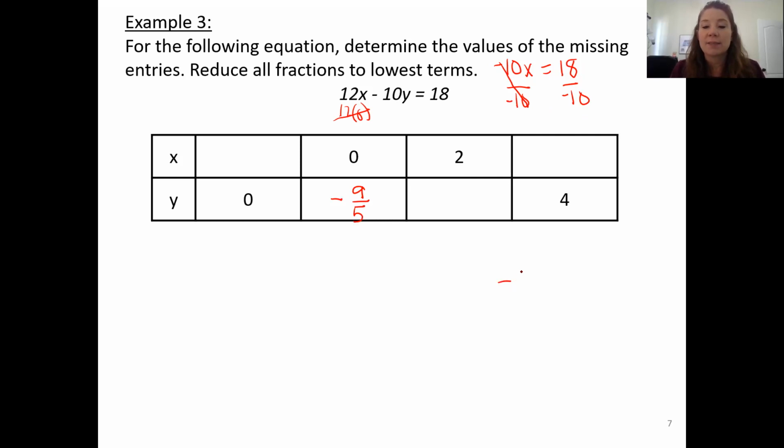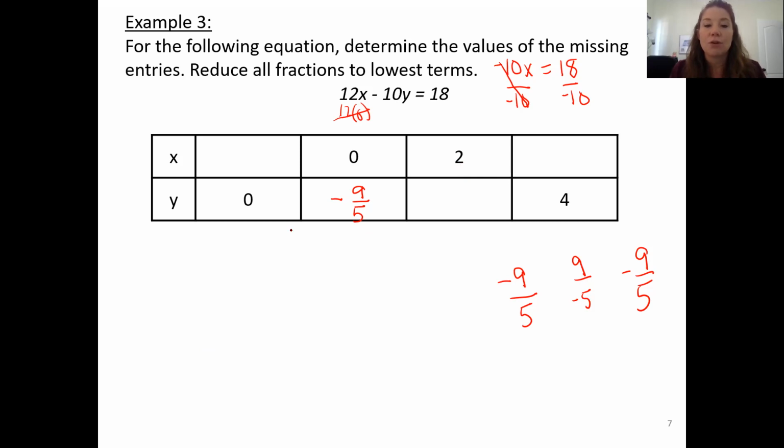And in Hawks, it doesn't matter if you put the negative on the top or on the bottom or in front of the fraction. Hawks will accept all 3 of those answers. It doesn't matter where you put it as long as you have one negative sign. All right. So we have negative 9/5. So let's do the next one.